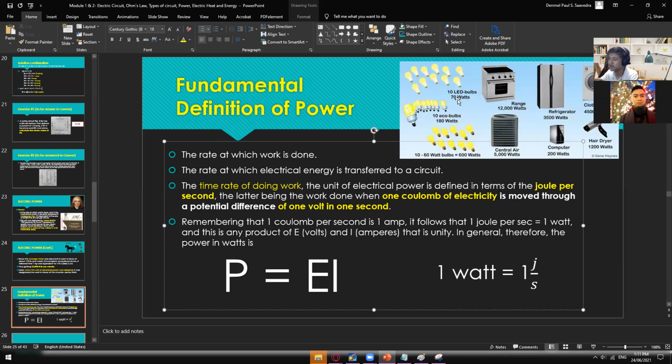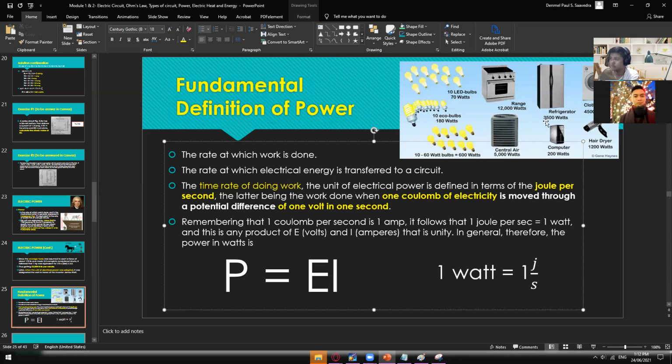Okay, so to make it simple, in our houses, of course, we're talking about watts, or wattage, or kilowatt hour when it comes to our bills in Beneco or Meralco. So let's just say that if we have 10 LEDs, this will accumulate a power of 70 watts, so 7 watts per bulb since there's 10. The same with this one. We have 10 eco bulbs, a total of 180 watts, so 18 watts per eco bulb since we have 10. And so on and so forth.